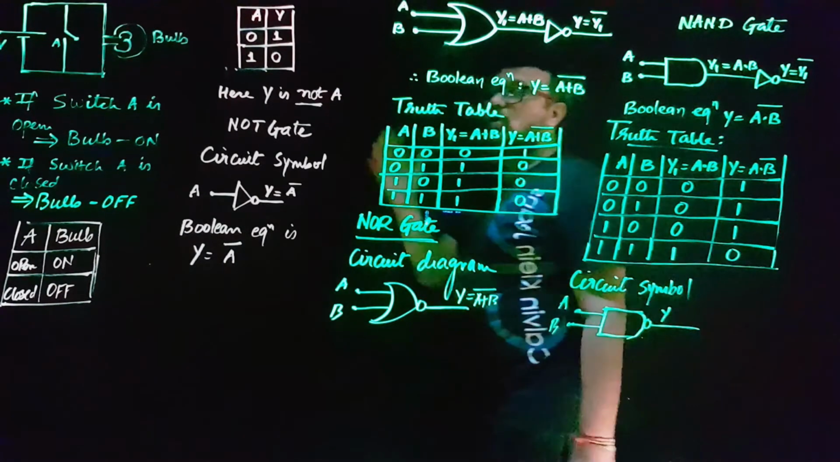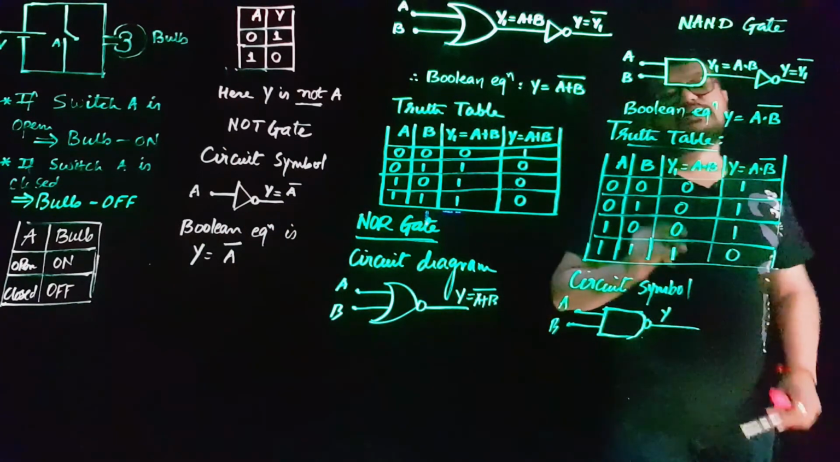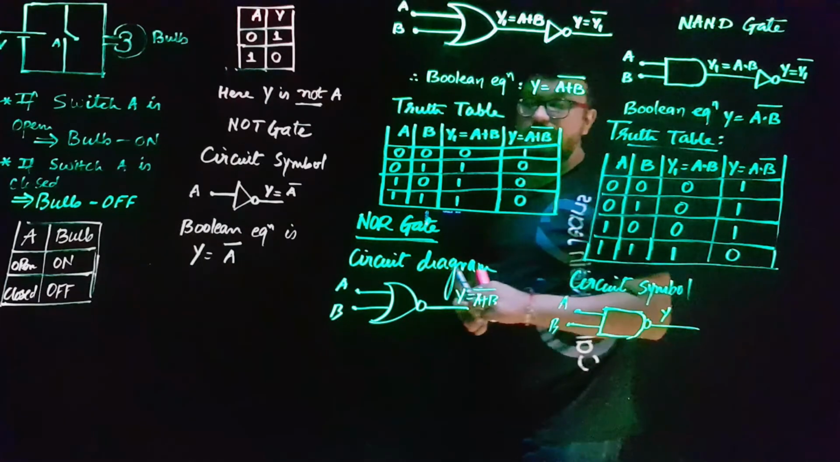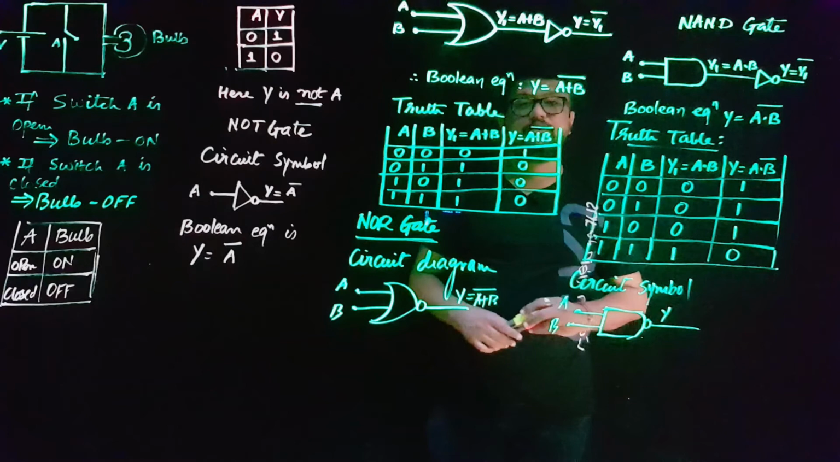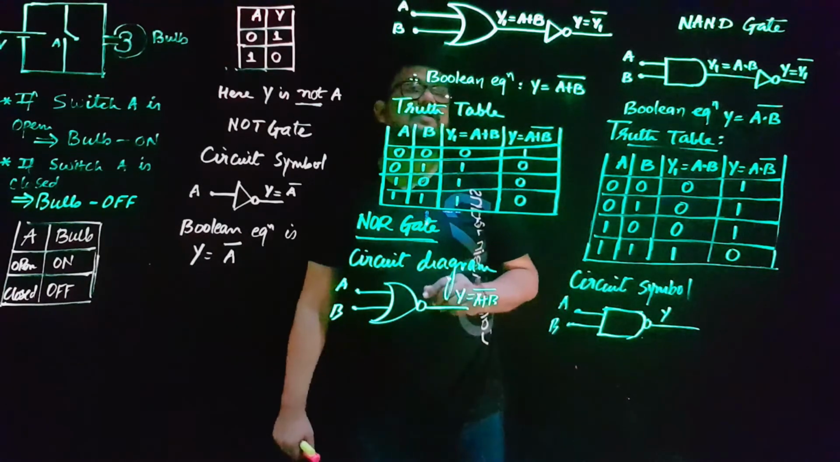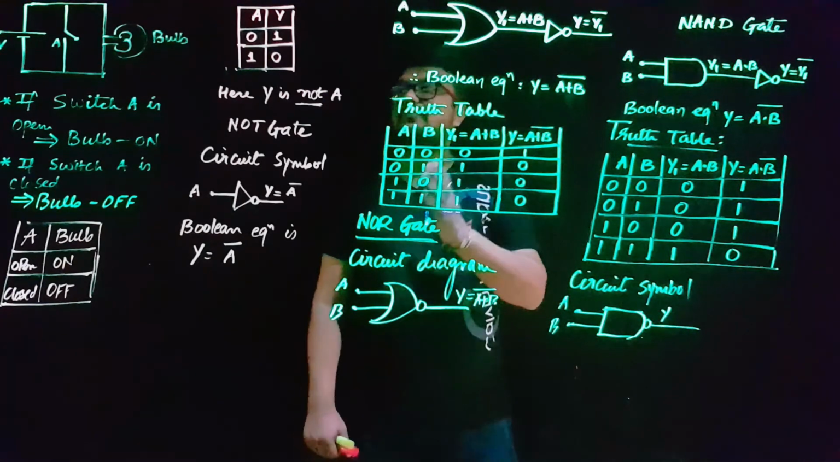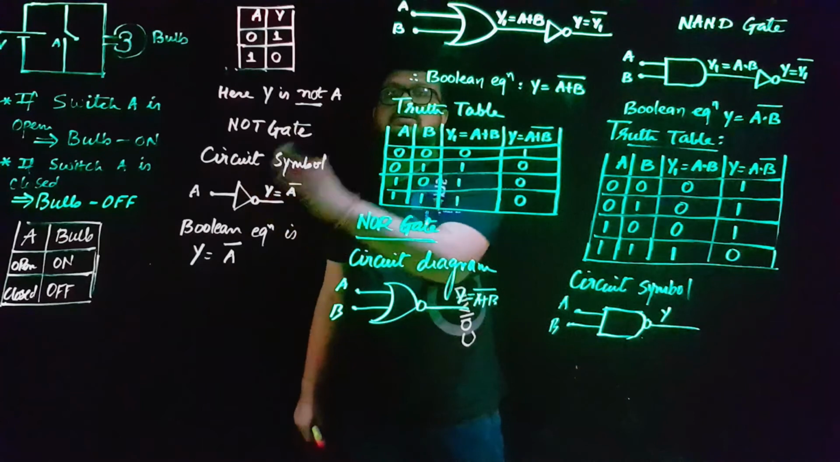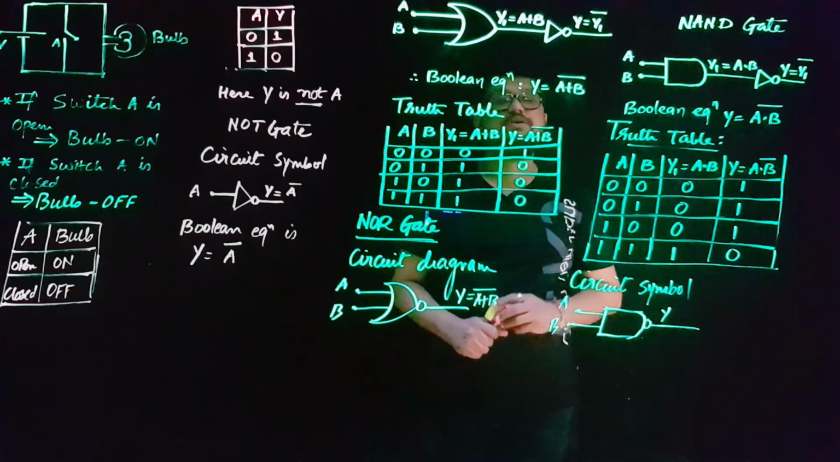So this is NOT gate, this is NOR gate, and this is NAND gate. These are the three gates which we have discussed in this video lecture. Now what we are going to do is, in our next video lecture, we are going to solve combinations of all these 5 gates. Remember, in the first 2 video lectures we discussed OR gate and AND gate. Now here we have discussed NOT, NOR and NAND gate, right? So these 5 logic gates we have discussed.